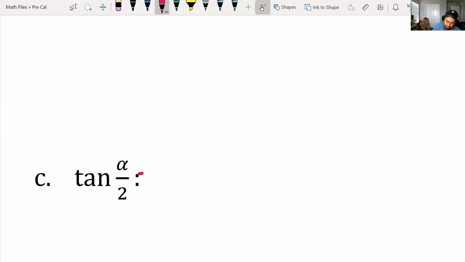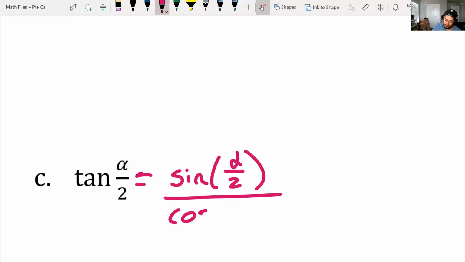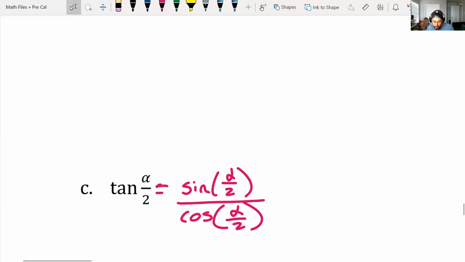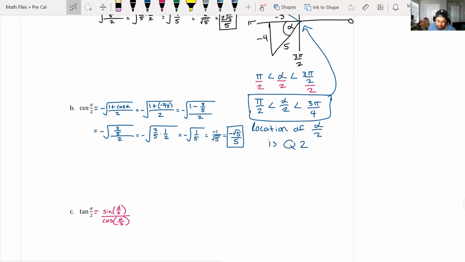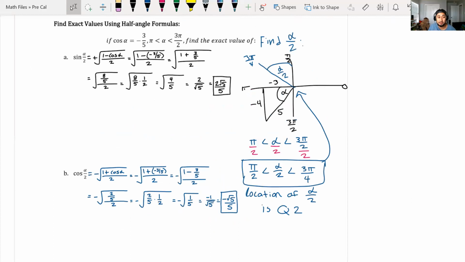Well, what I mean is that tangent becomes sine of alpha over 2 over cosine of alpha over 2. And wouldn't you know it, do we have a sine of alpha over 2? We do. It's 2 square root 5 over 5. Do we have a cosine of alpha over 2? We do. It's negative square root 5 over 5. Use those values. Work is so much easier now, right?